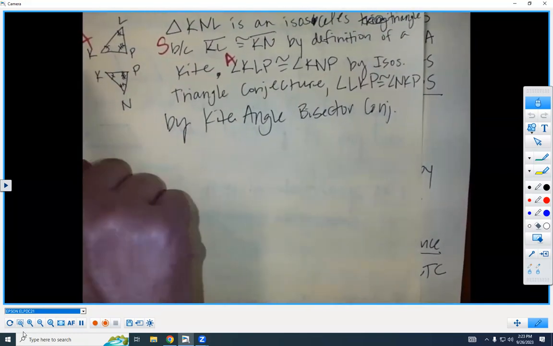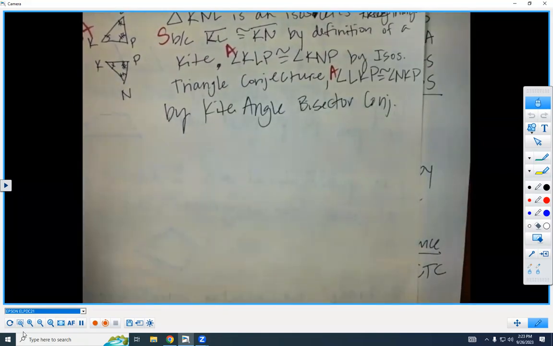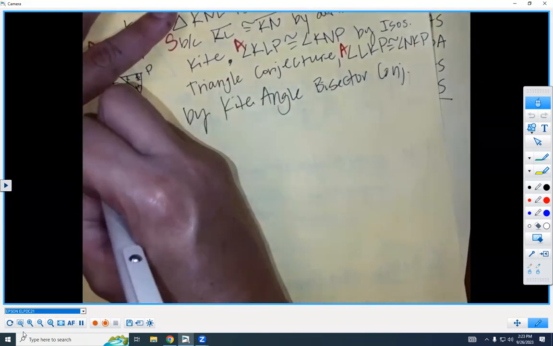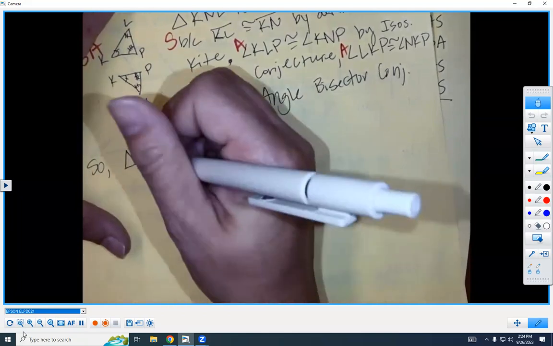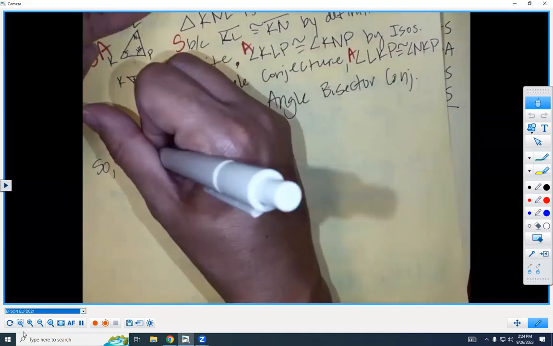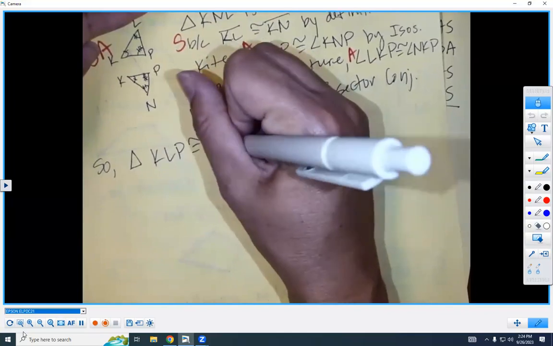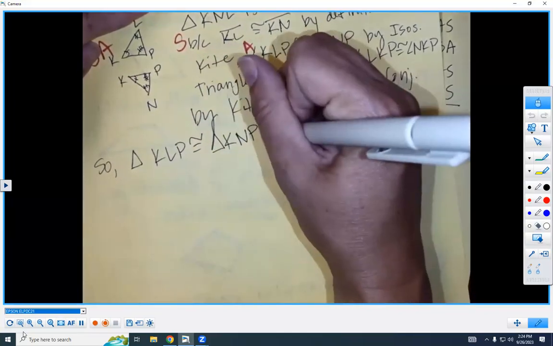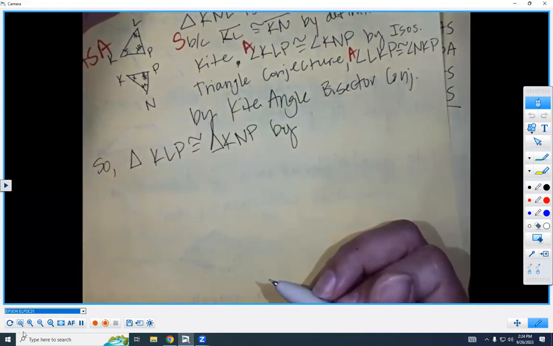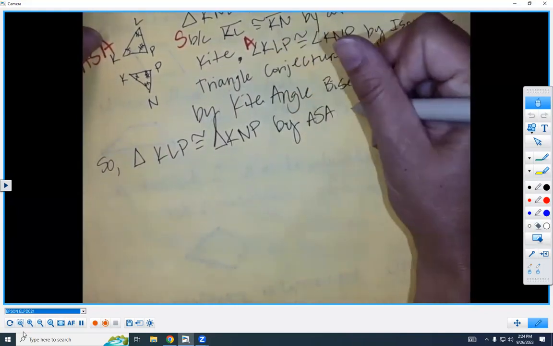So I did an angle, I did a side, I did another angle. So now I can say the triangles are congruent, because I said the 3 statements I had to say. So now I can say, triangle, how do you want to name it? Triangle KLP is congruent to triangle NLP by ASA, by what we just did, angle side angle conjecture.